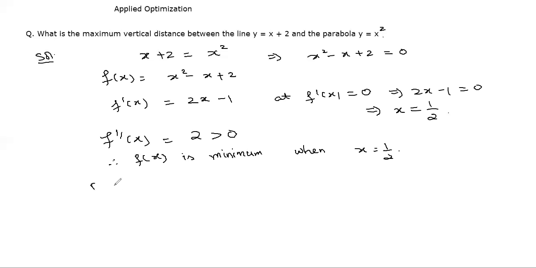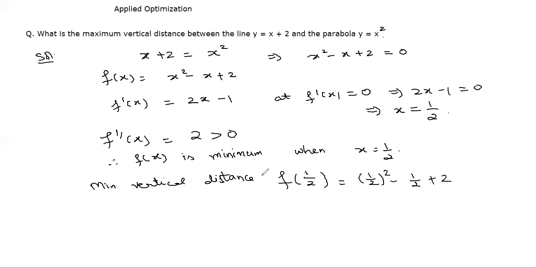Now we have to find the minimum vertical distance, that is the minimum value of this function. So the minimum vertical distance is the value of the function at 1 by 2, or f of half. So it is going to be the square of half minus half plus 2, or 1 by 4 minus 1 by 2 plus 2, which equals 7 by 4.